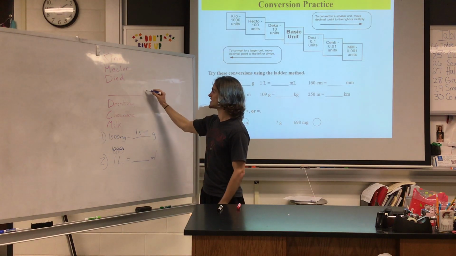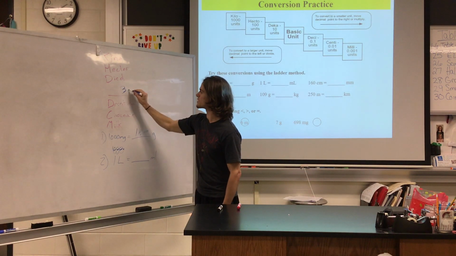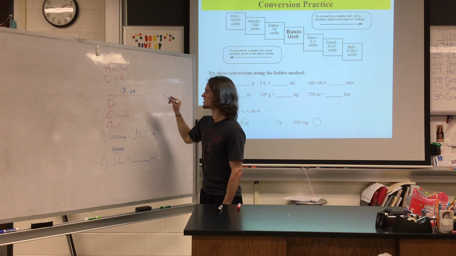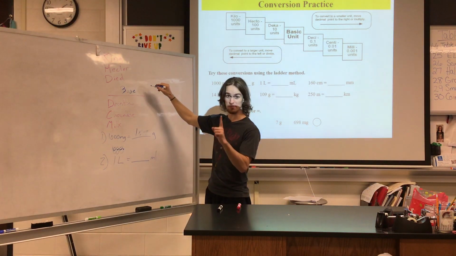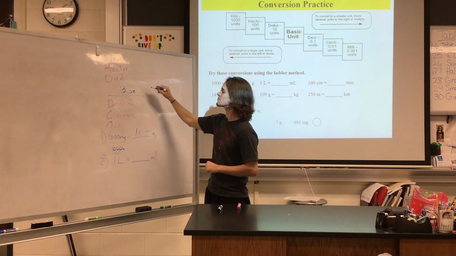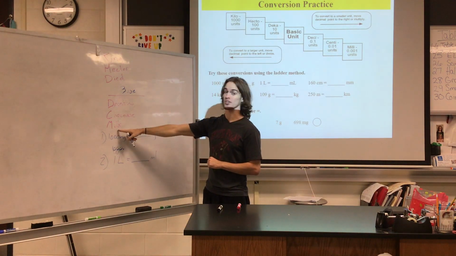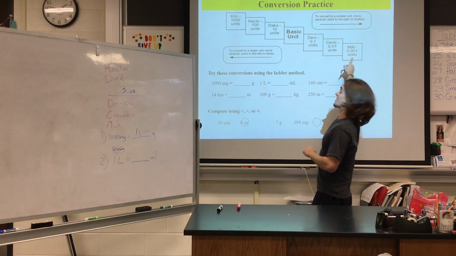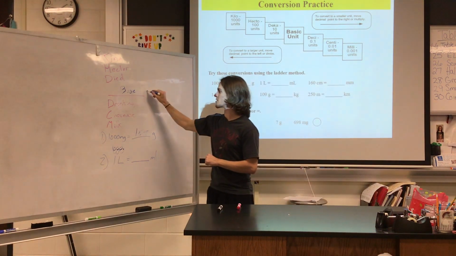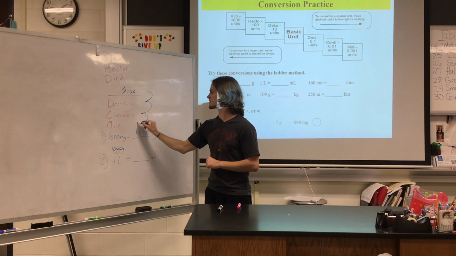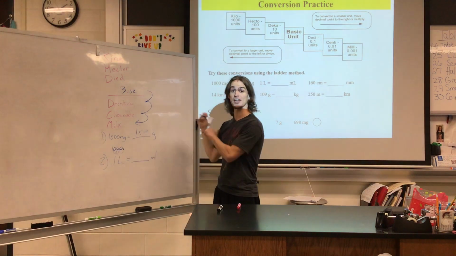So from our base unit, I will write base here so we remember that. Starting here, first step, find your starting point. Then we need to move to milliliter. Milli, the very last one. So again, this will be 3 jumps. But this time we're moving to the right.